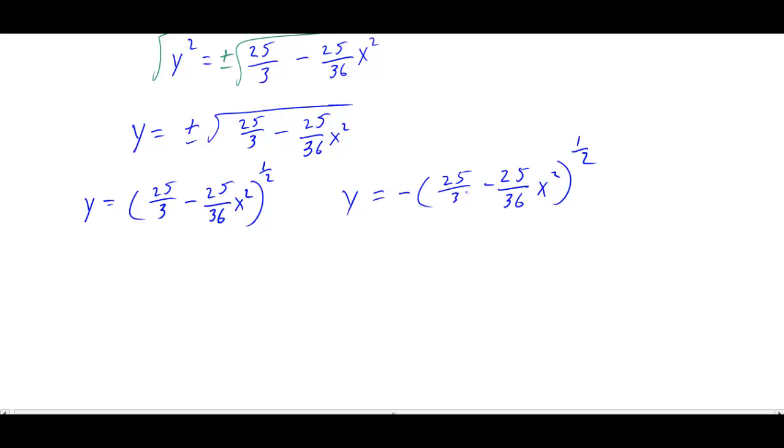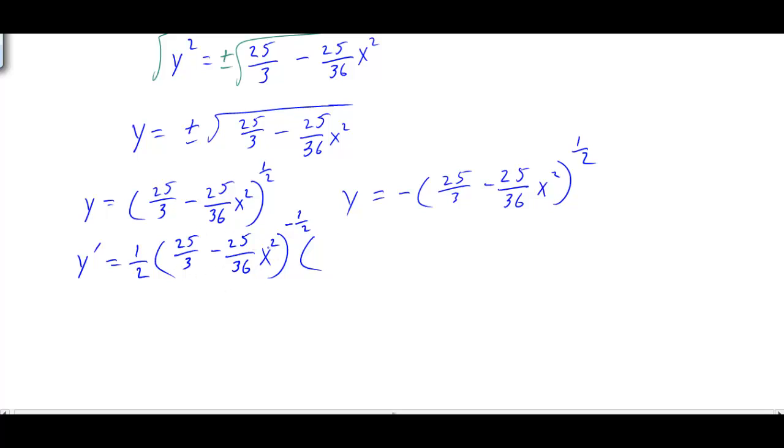So if we're going to take the derivative here, y prime would be equal to, well, 25 thirds. That would go to 0. And then we have the 1/2 out front, which is our chain rule, so we bring it up to 1/2. So we would have 1/2 times 25 thirds minus 25 over 36 x squared to the negative 1/2. Now we need to multiply this by the derivative of the inside. Okay, so that's using the chain rule.